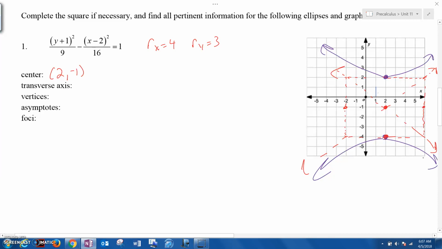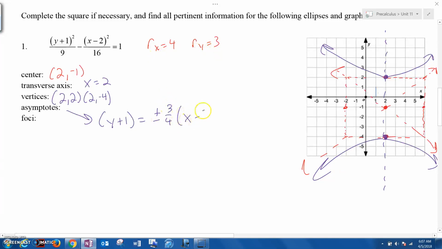Okay? So now we can fill out some of the other things we just got. We got the vertices. The vertices are the 2 dots in the y, so it'd be 2, 2, and 2, -4. The transverse axis is the one that goes through the points, so that would be this line. That's a vertical line going through x equals 2. And the asymptote equation, you can write that here. This is just, you take the y piece first from your center. The slope is ry over rx, so plus or minus 3/4, and then it's x minus 2. That will be both lines, both of those red lines.